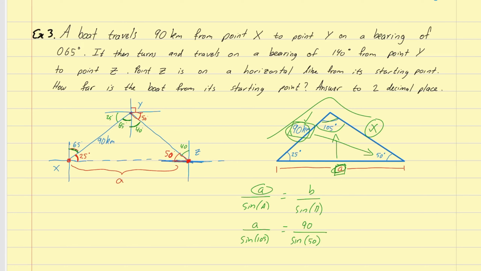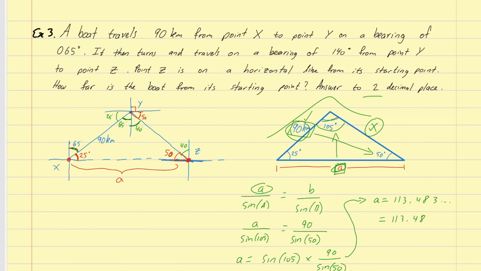Guess what? I just figured out how to work out my length. And now it's just basic algebra from here. Since A is being divided by sine of 105, multiply it to the other side. So we're going to get A is equal to sine 105 multiplied by 90 over sine 50. And our answer would become 113.483, and so on. And since the question said to 2 decimal places, we're just going to end up with 113.48 kilometers. There you go. That's our answer.